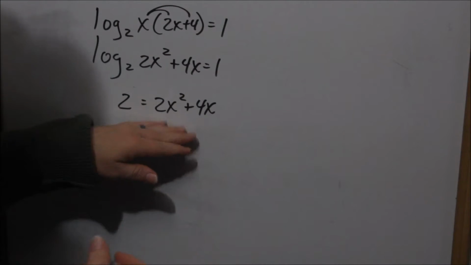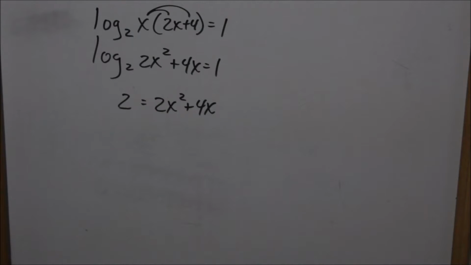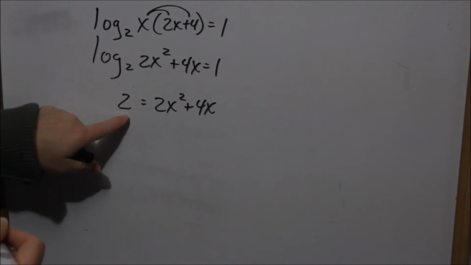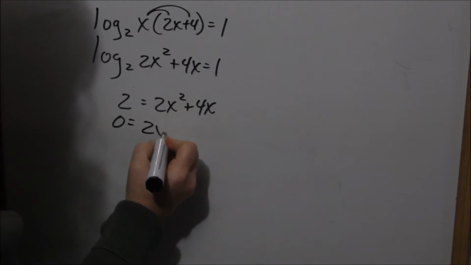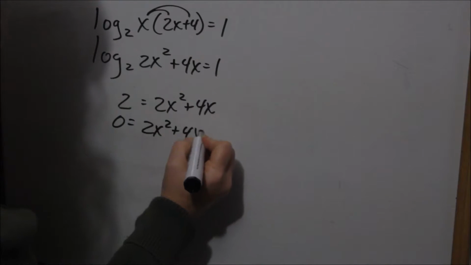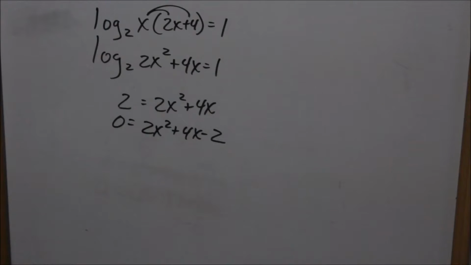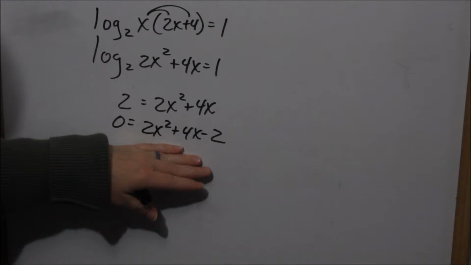Okay, so we have a quadratic equation. So how do we solve a quadratic equation? We set it equal to 0. So we have to subtract 2 to the other side. So we have 0 equals 2x squared plus 4x minus 2. Okay, if this doesn't factor, we have to use quadratic formula.